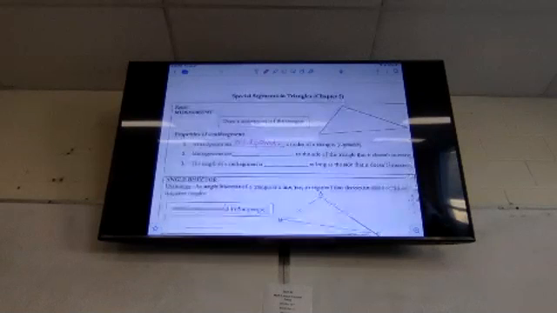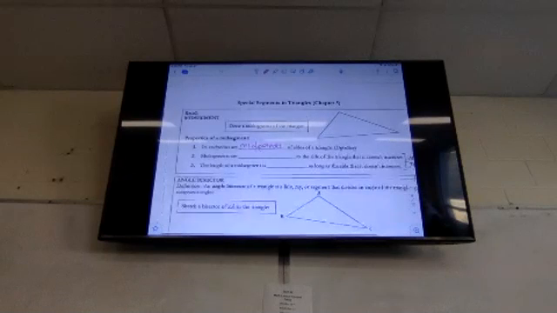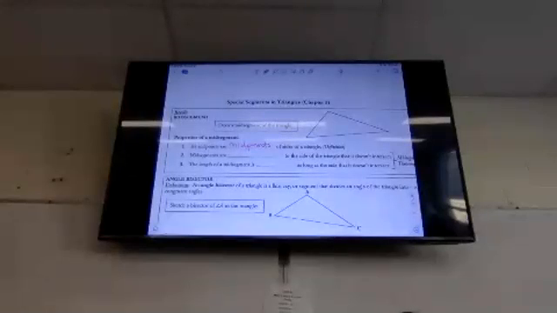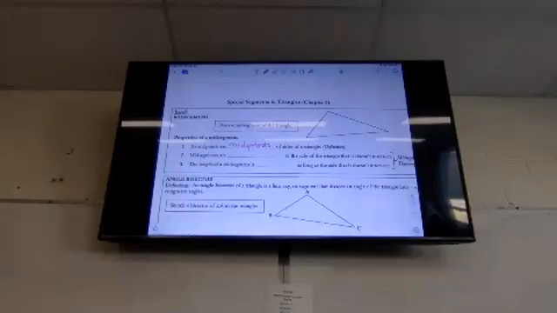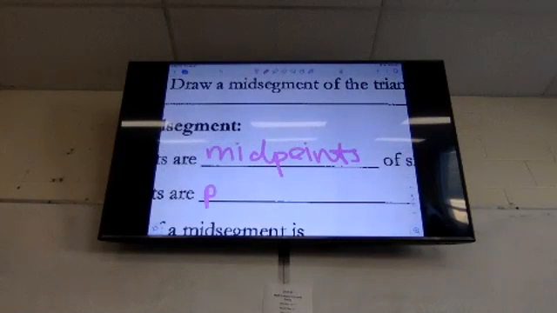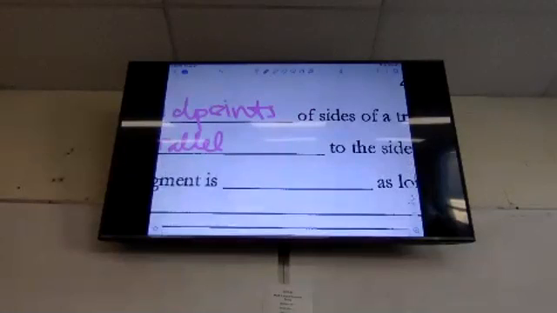And then remind me, we learned 2 properties of it. Mid segments are blank to the sides of the triangle that they don't intersect. Parallel, very good. And the length of the mid segment is blank as long as the side it doesn't intersect. Half, good. They are parallel to the third side, and the mid segment is half the length of the third side, or you can think that the third side is double the mid segment.